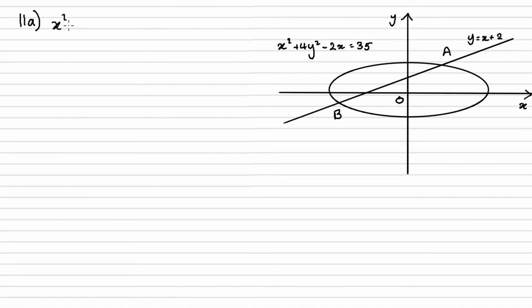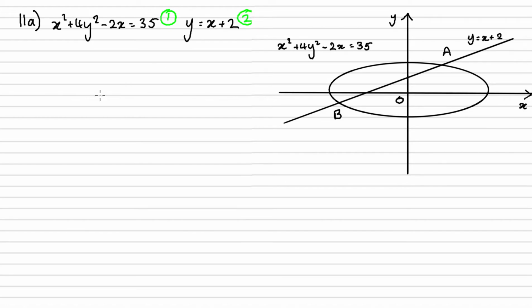I can write out x squared plus 4y squared minus 2x equals 35. And what I'm going to do is label this equation 1, just so I can keep track of both equations, because I'm going to be using two different equations here. And I'm going to do the same thing for y equals x plus 2, and I'm just going to label it equation 2.